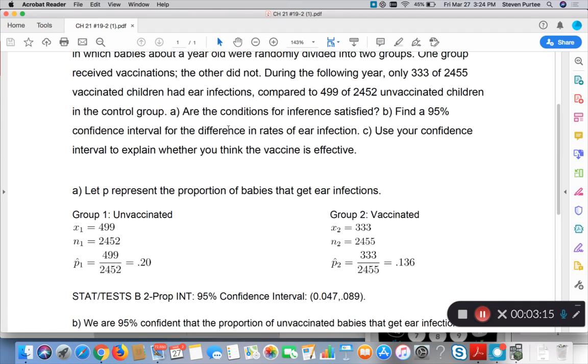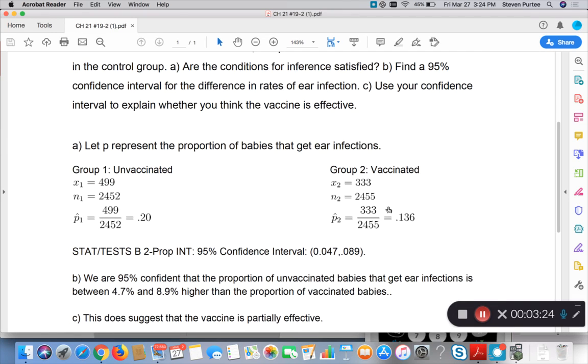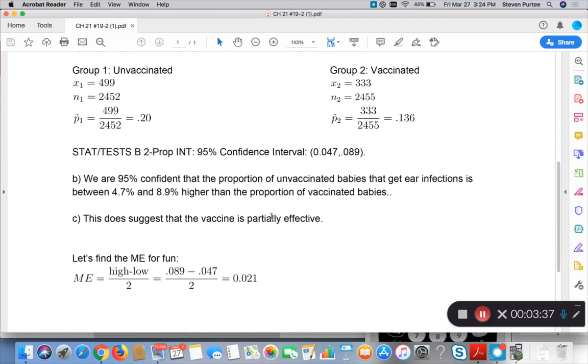Okay, the follow-up question is, does that make it seem like the vaccine is effective? Well, yeah, it's effective. It lowered the ear infection rate. It wasn't perfectly effective. It didn't lower it to 0, but it looks like it's approximately about a 7.7% difference, plus or minus some. Remember, this interval is always the observed difference, which is about 6.5%, plus or minus the margin of error.